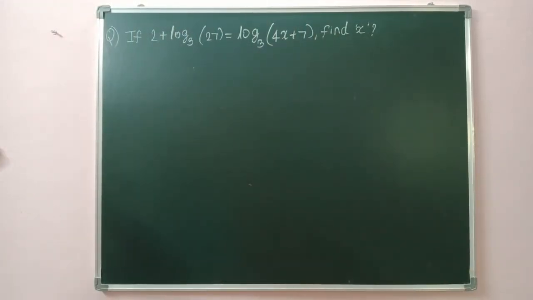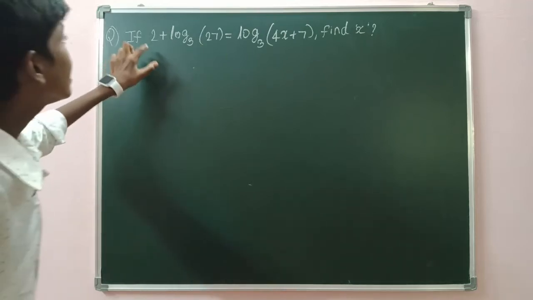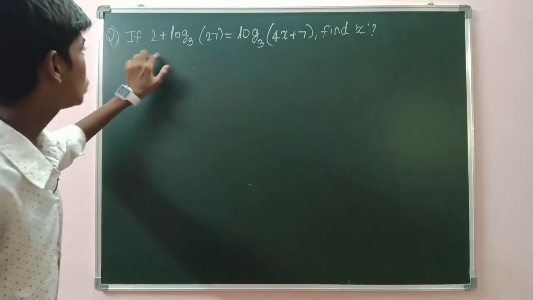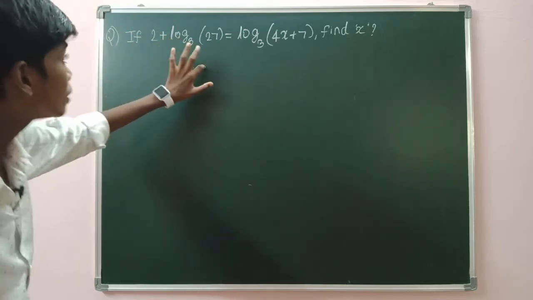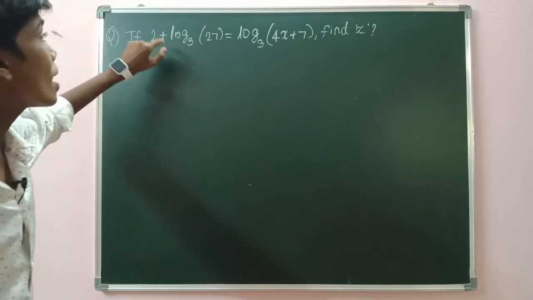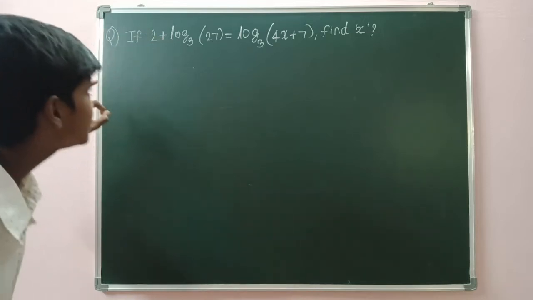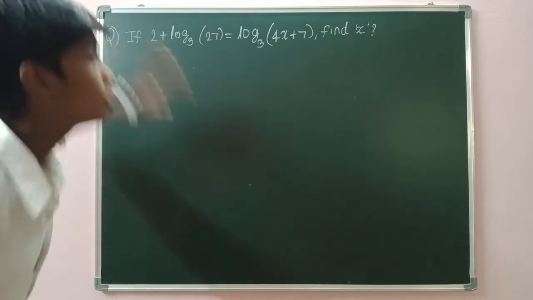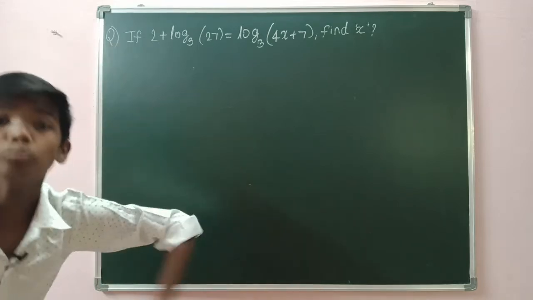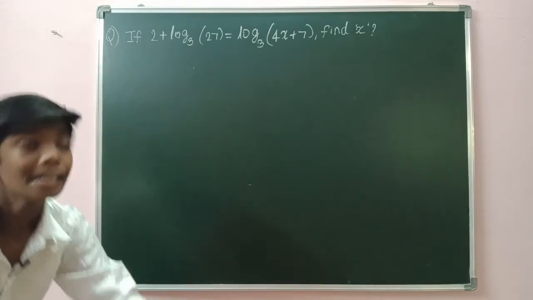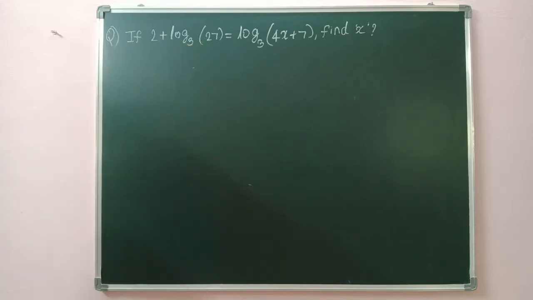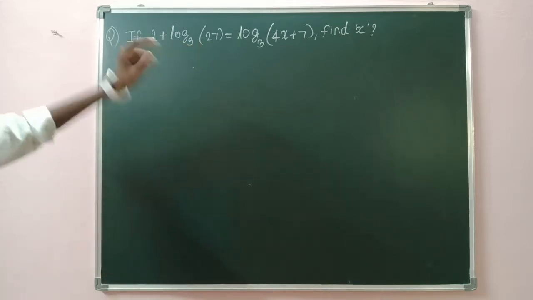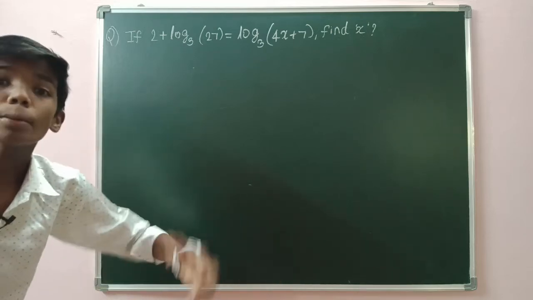So what I am going to do in this expression is, listen very carefully. I am having a sum of two terms, that is 2 and log of 27 to the base 3. These two terms are there in your LHS. So that means I need to convert this 2 in terms of logarithm, in terms of log to the base 3, then I can use the property and sum it up. I hope that makes it clear.